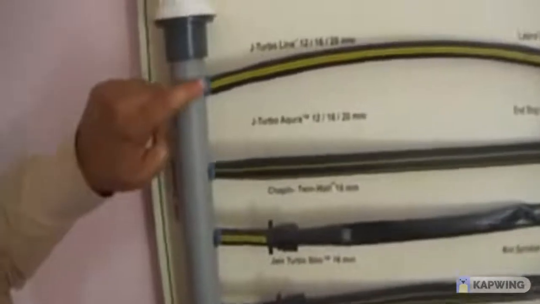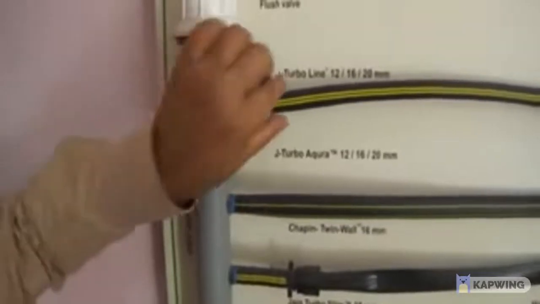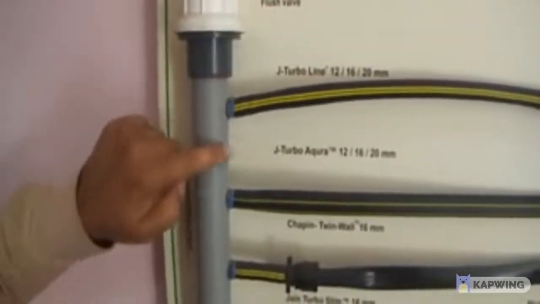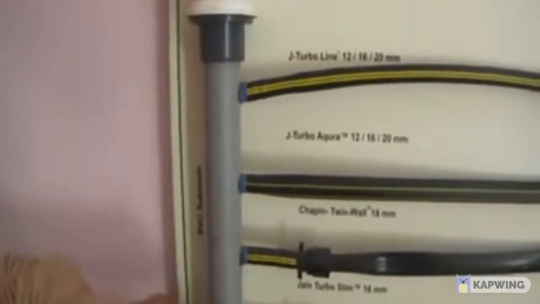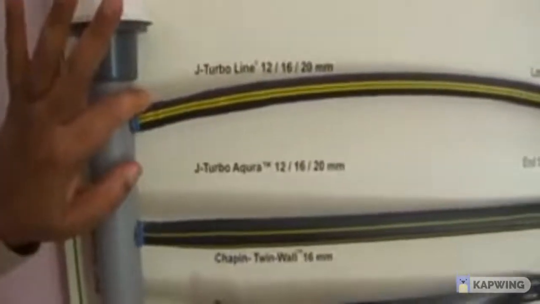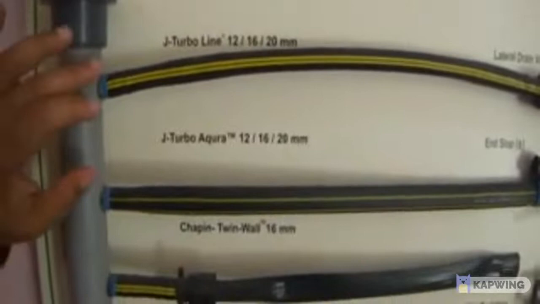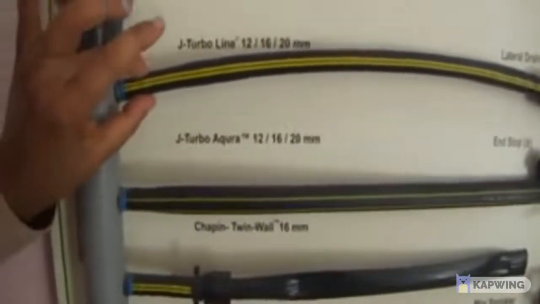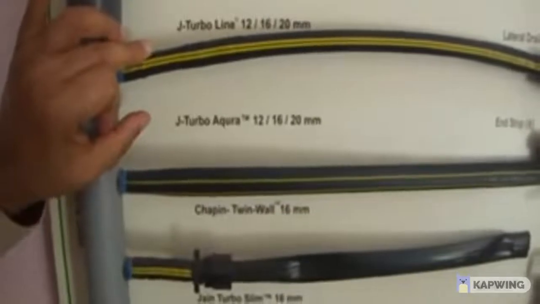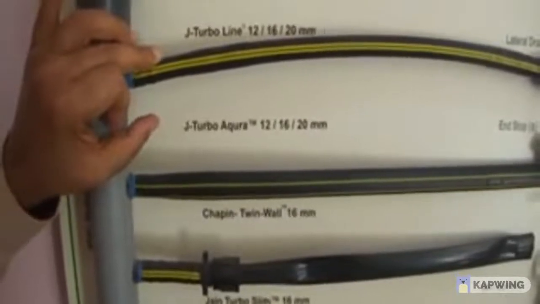In this sub-main pipeline you can see this attachment which we call a grommet takeoff. This particular pipeline, which is attached, is known as a lateral. The laterals are of different types. This lateral could be 12 millimeter, 16 millimeter, or 20 millimeter in size, and the material could be linear low density polyethylene, or LDPE.